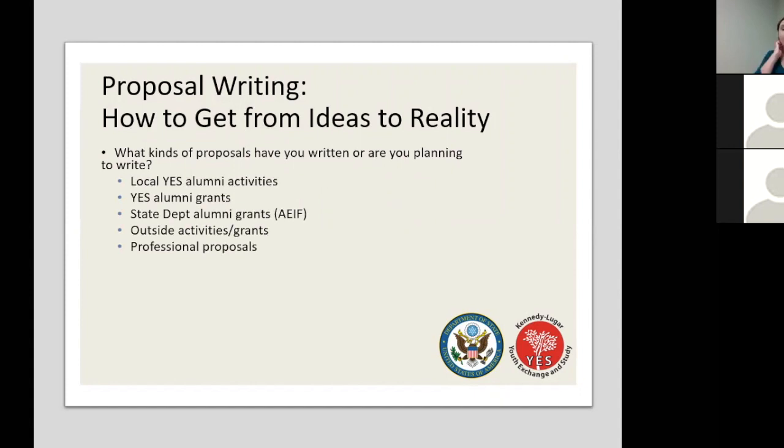All right, so there are different kinds of proposals that you may write. You might write proposals to do local YES alumni activities. Obviously, if you apply for a YES Alumni Grant, you're going to write a proposal for that. The State Department also has grants, or you might have other proposals that you do for your own work. So going through the proposal writing process, it can be very beneficial even if you don't need a written proposal. It can help you organize your ideas and get a stronger sense of what you're trying to accomplish.